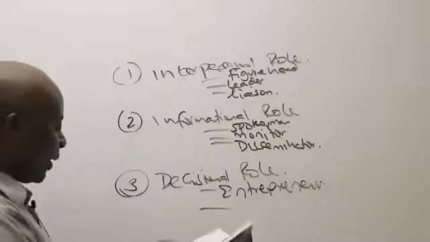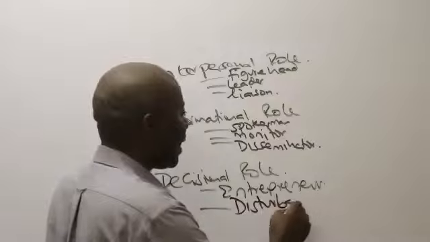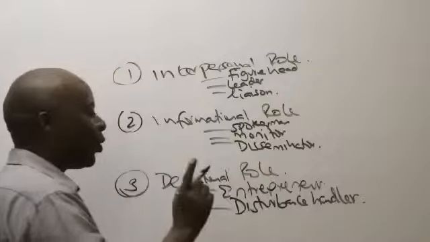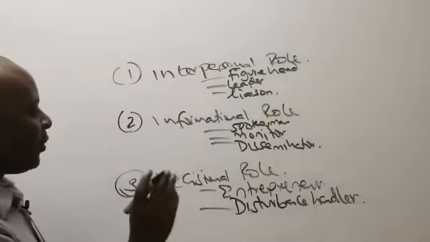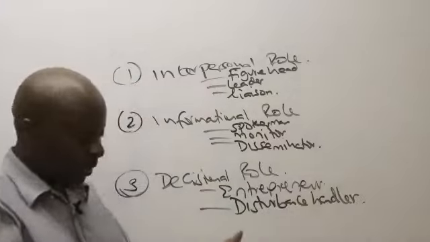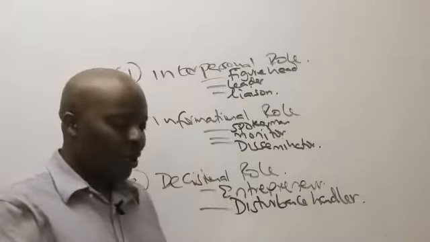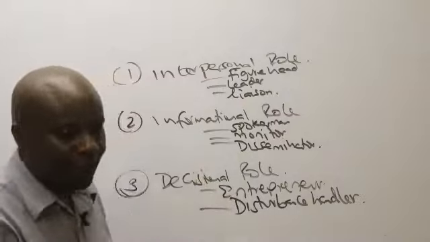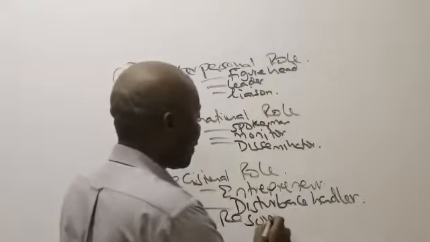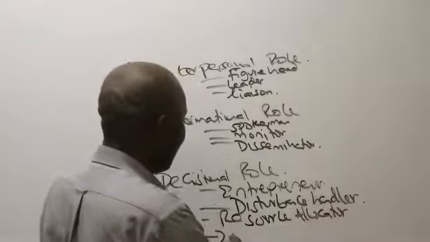I can see somebody talking of disturbance handler. Disturbance handler. Kama ni wewe ni Kenya Army, for example, and your chief commander. When we have external aggression, you need to know how to handle disturbance. Very, very important. Then we'll say you really know how to make decisions. Yes. We have resource allocator, isn't it? Resource allocator. And then lastly, you must be a negotiator.